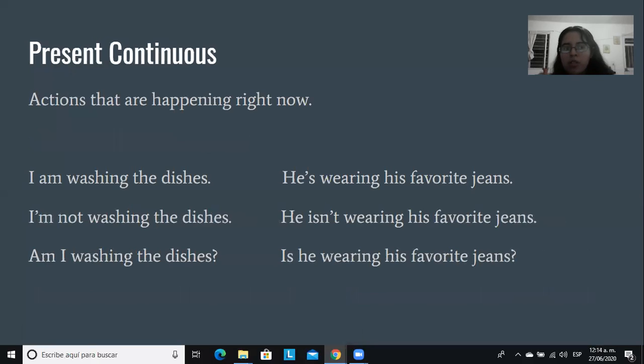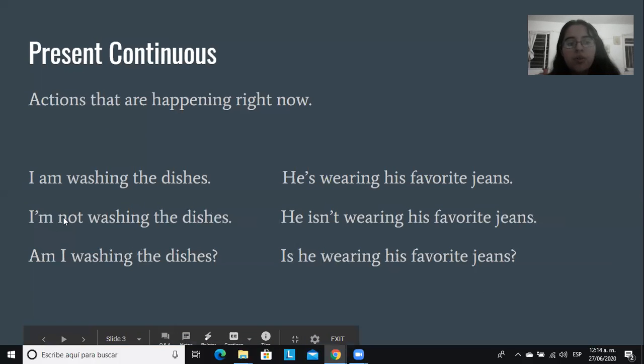But what about the present continuous? So the present continuous is for actions that are happening right now at this moment. So here we have some other examples. I am washing the dishes. Let's pretend that I'm washing the dishes. So let's say I am washing the dishes. That's affirmative, but for negative, the truth right now is that I'm not washing the dishes.